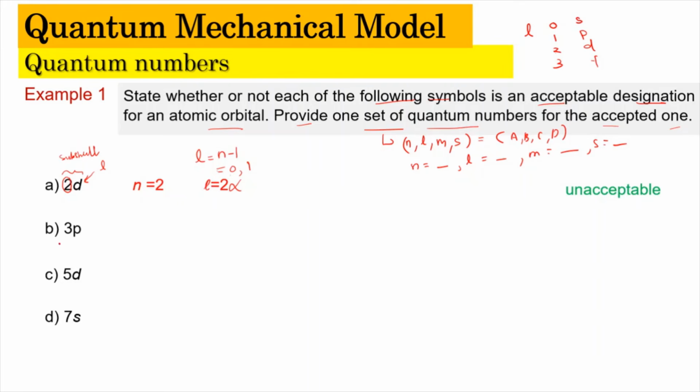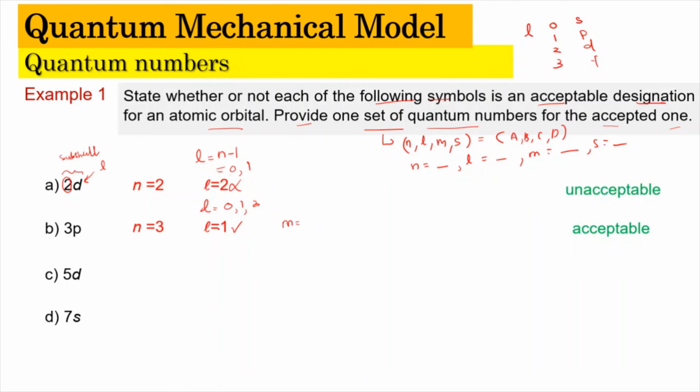Now we move on to question B, which is 3P. From here, you know that n is equal to 3, and P here means l is equal to 1. So is this acceptable or not? Yes, it is acceptable because l here should be 0, 1, or 2. They are choosing 1, so this is acceptable. And because of this, we can get our value of m.